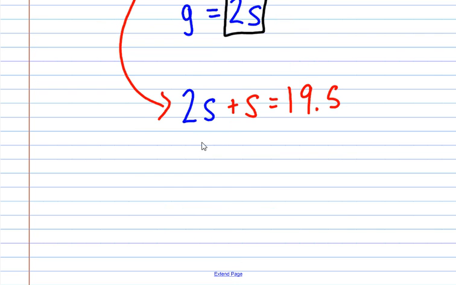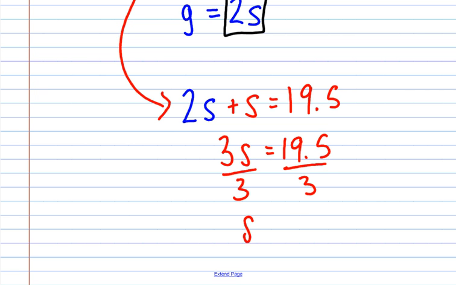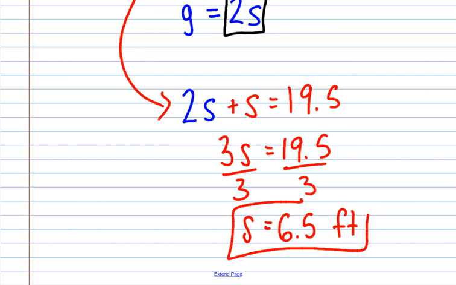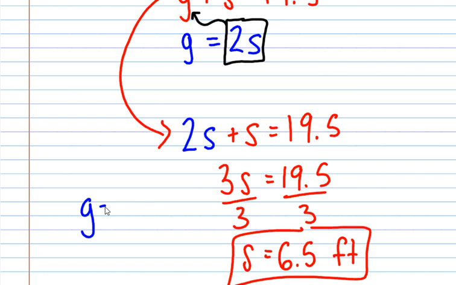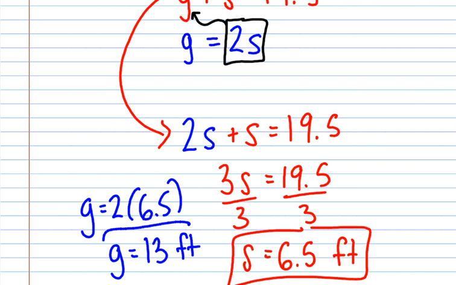Well, 2 Sallys plus another Sally is 3 Sallys equals 19.5. And then if I divide by 3, I'll find that Sally's height is 6.5 feet. Once I know Sally's height, I can figure out George's. Because if I go back here, I can use either hint, equation 1 or equation 2. I think equation 2 is probably the easiest. George is equal to 2 Sally, so George is equal to 2 times 6.5, which means George has to be 13 feet tall.